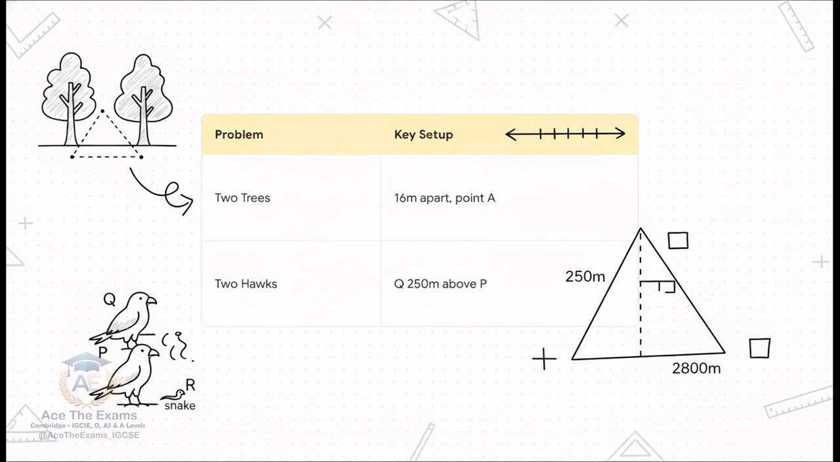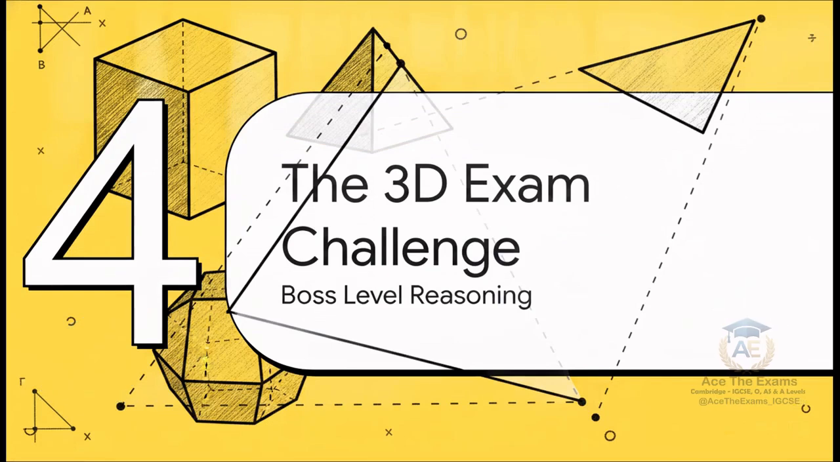Extract the variables, convert all units to meters, and isolate the hidden right-angle triangles. You strip away the complex story about birds and trees, and you are left with pure, solvable geometry. Let's move on and see how this builds into something even bigger.